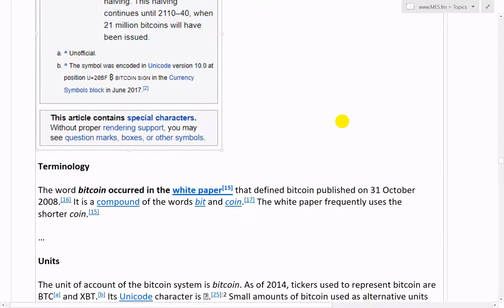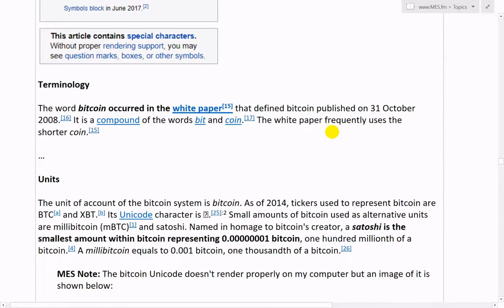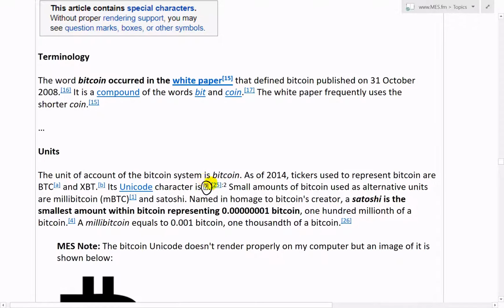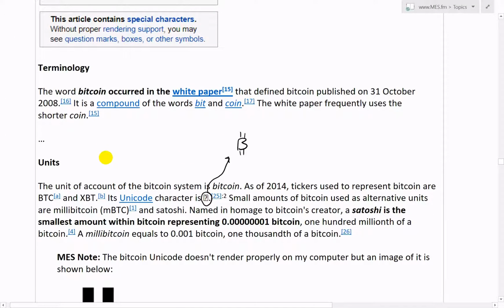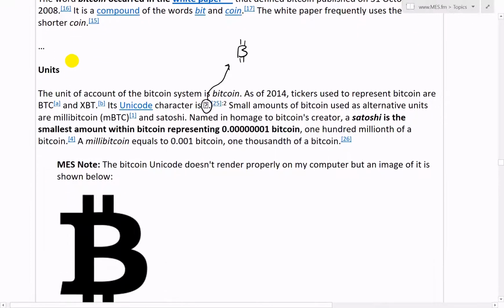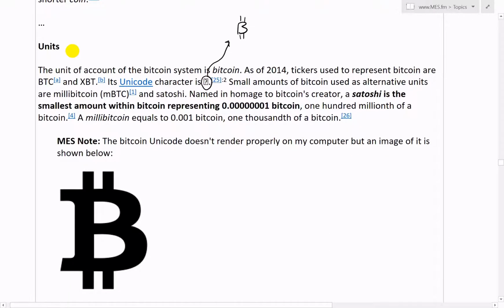Very interesting. And also, this article contains special characters without proper rendering support. You may see question mark boxes or other symbols, and I see that over here for the Unicode of the Bitcoin, which looks something like this. So anyway, the word Bitcoin occurred in the white paper that defined Bitcoin, published on October 31st, 2008. It is a compound of the words bit and coin. The white paper frequently uses the shorter term coin. The unit of account of the Bitcoin system is Bitcoin. As of 2014, tickers used to represent Bitcoin are BTC and XBT. Its Unicode character is over there.